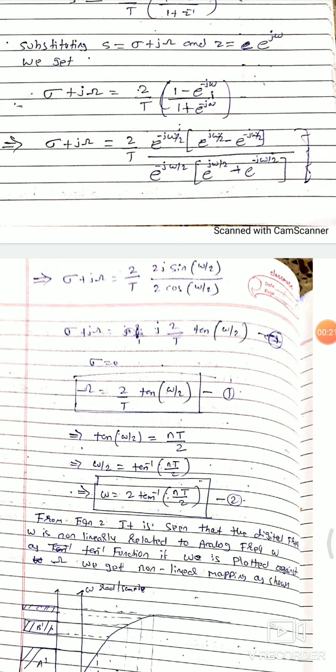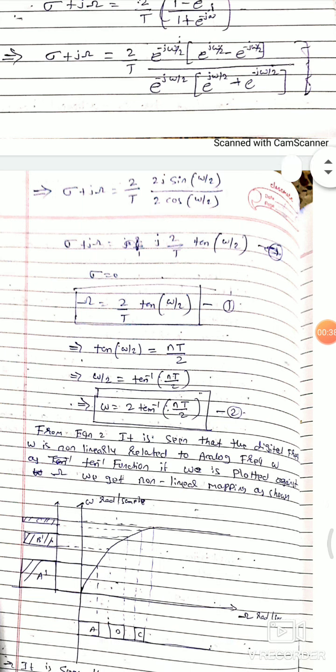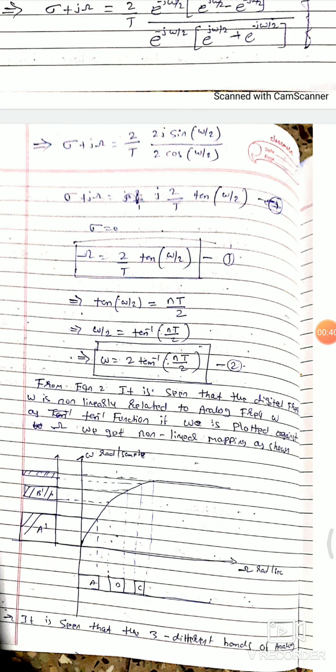You'll understand in this next step, which is written as this. This is nothing but sine and this is nothing but the cos. So I get 2j sine omega by 2, and this is 2 cos omega by 2. Okay, so sigma plus j omega is equal to 2 by T, 2j sine omega by 2 and 2 cos omega by 2, right? So this is sigma plus j omega is equal to j 2 by T tan omega by 2. This sine by cos is nothing but tan. Okay, we know that, right?